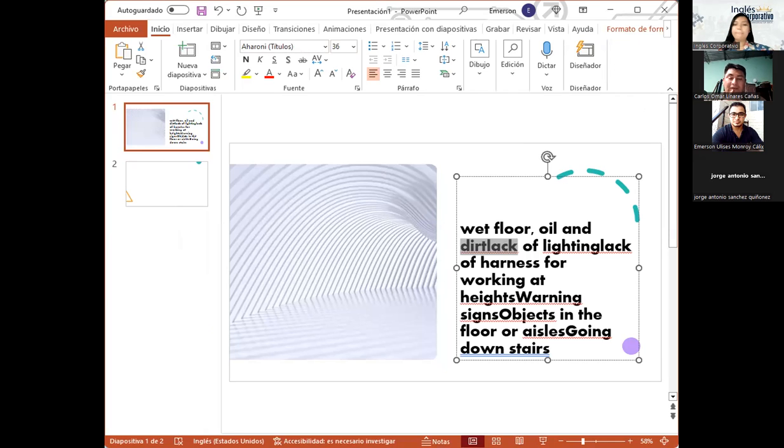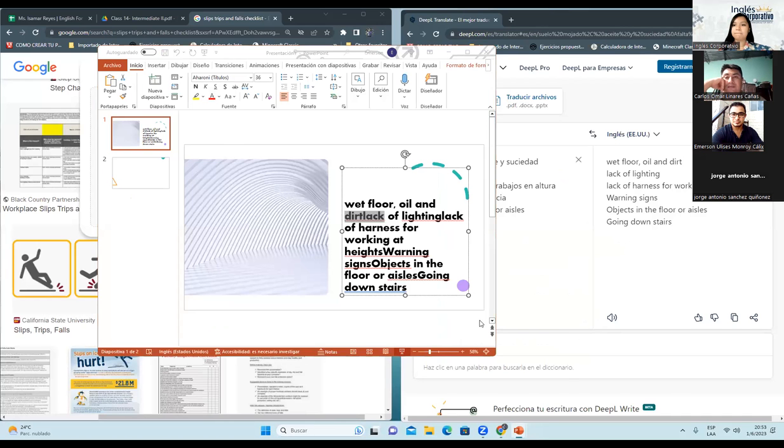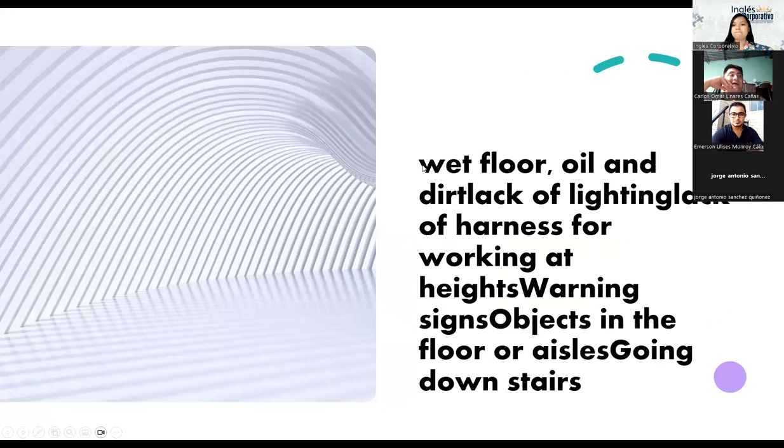Okay. Slip, trip, and fall risks. We have wet floor and slippery floor. In the trip category, we have poor lighting.